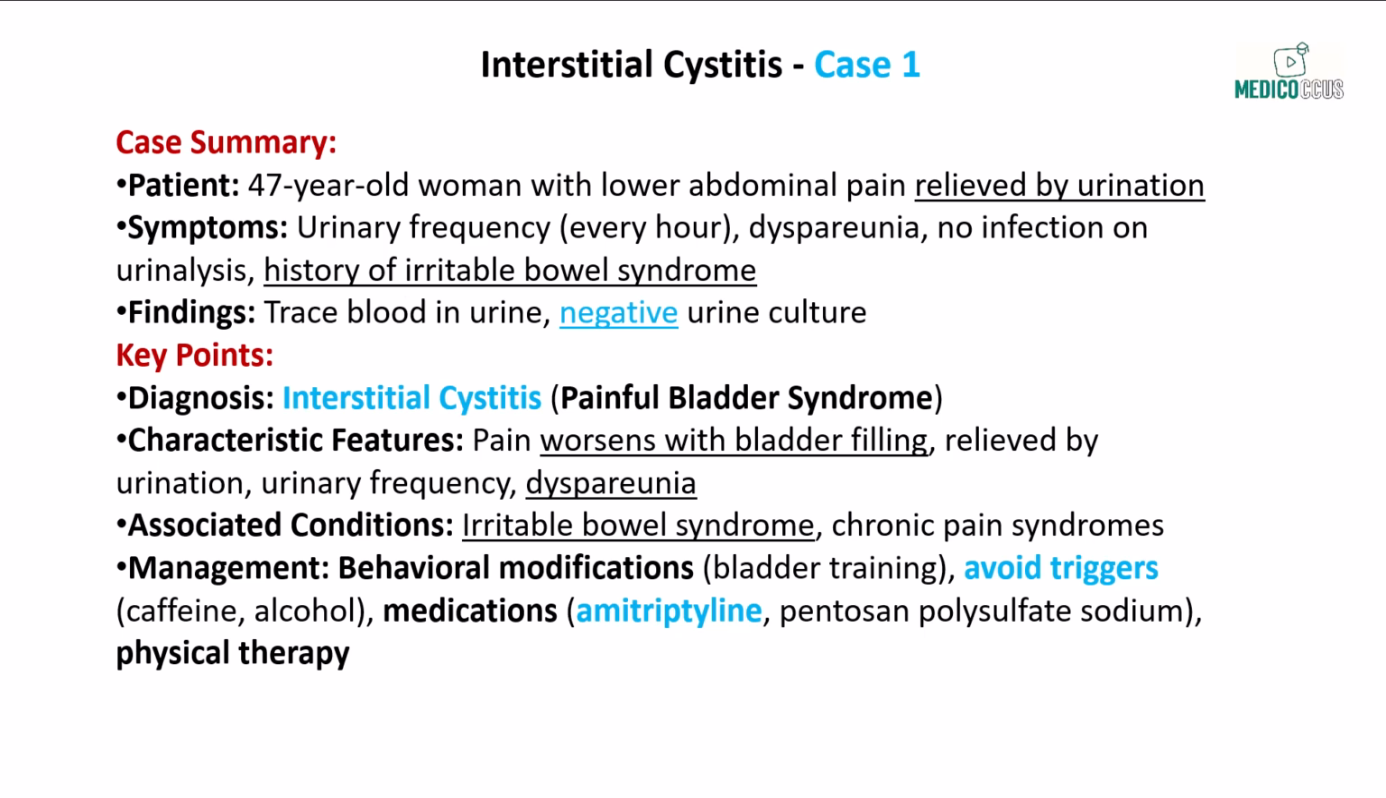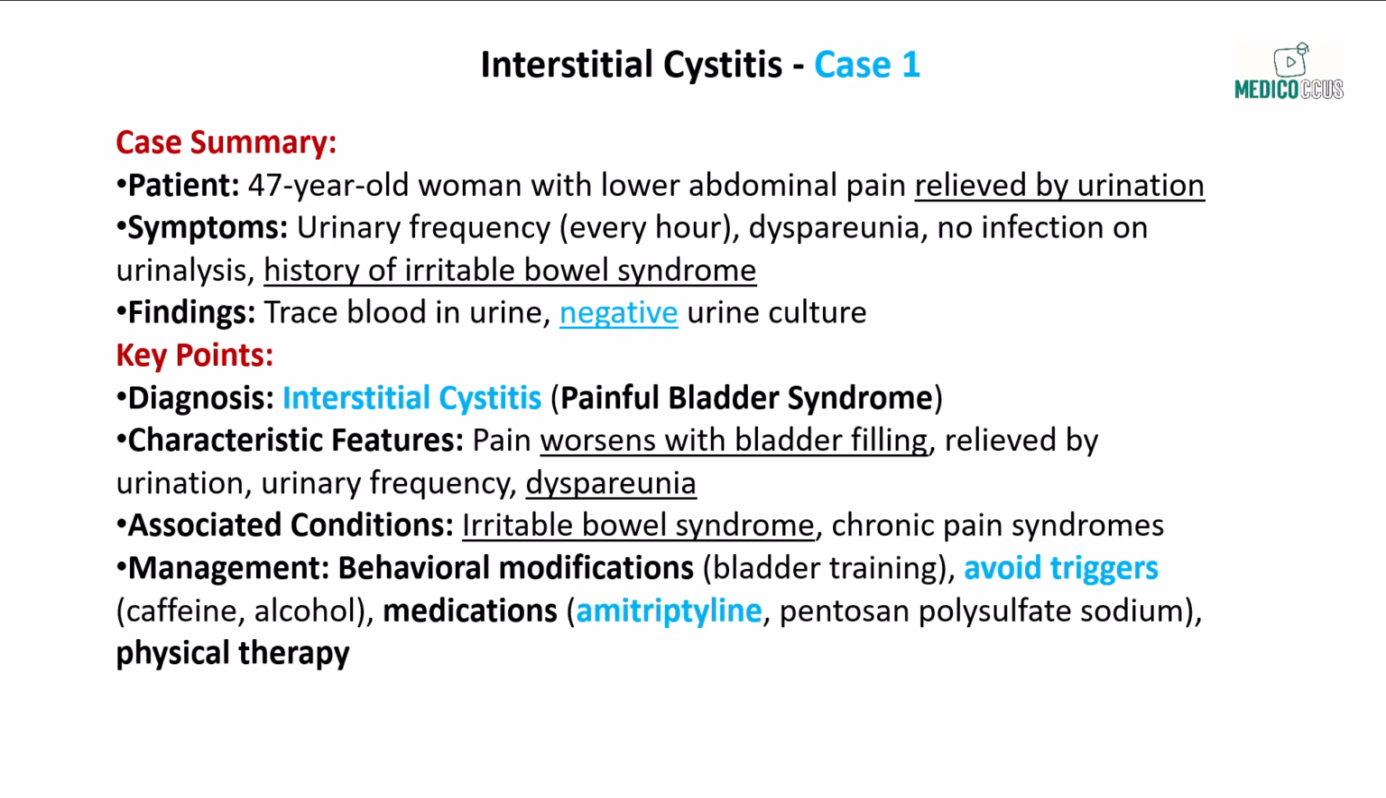Management of interstitial cystitis is focused on improving the patient's quality of life, as there is no curative treatment. Key strategies include behavioral modifications, such as bladder training and avoidance of triggers like caffeine, alcohol, or artificial sweeteners, which can exacerbate symptoms. Medications such as amitriptyline, a tricyclic antidepressant, can help alleviate both pain and urinary symptoms, while pentosan polysulfate sodium may aid in repairing the bladder lining.